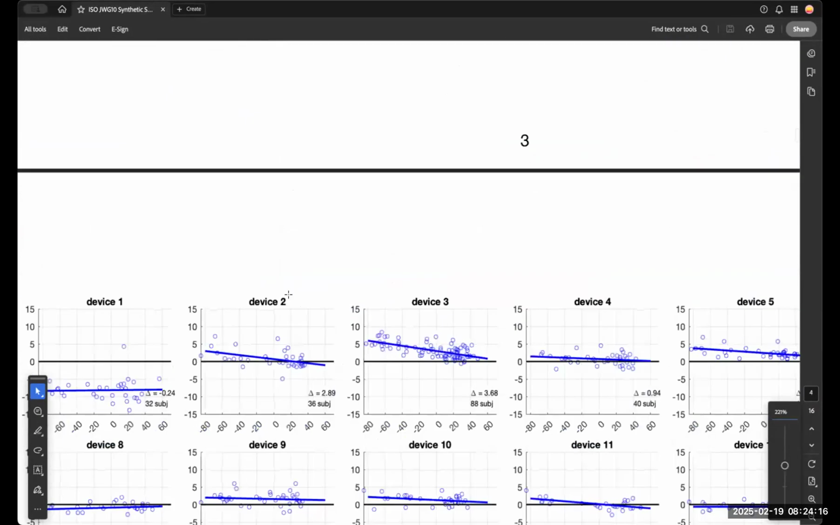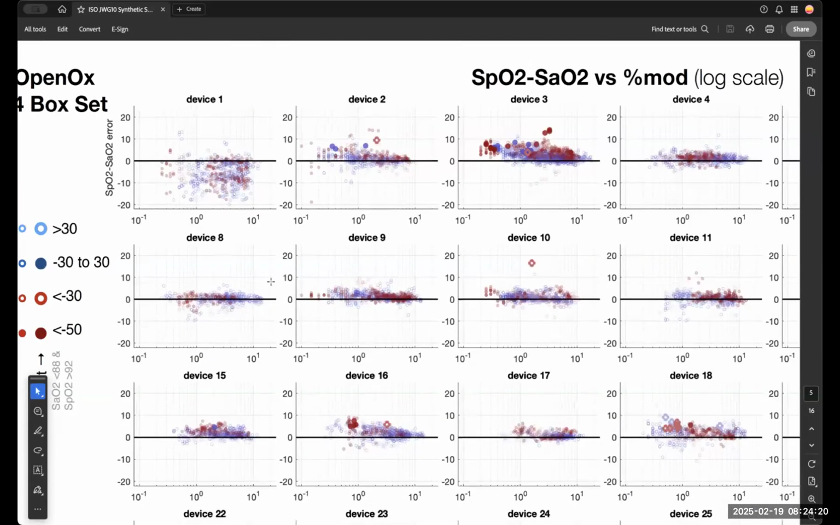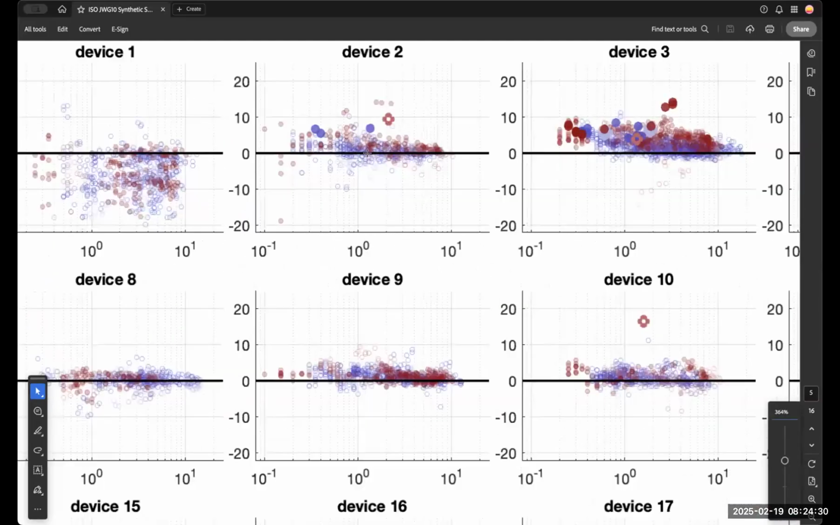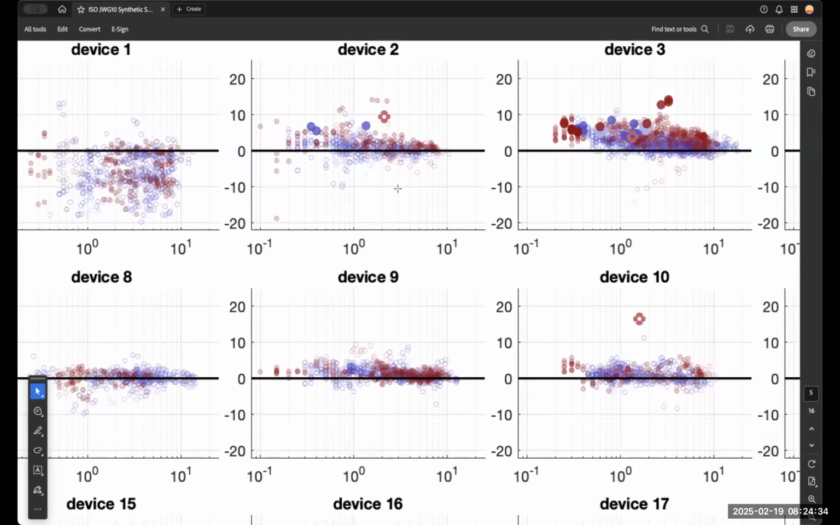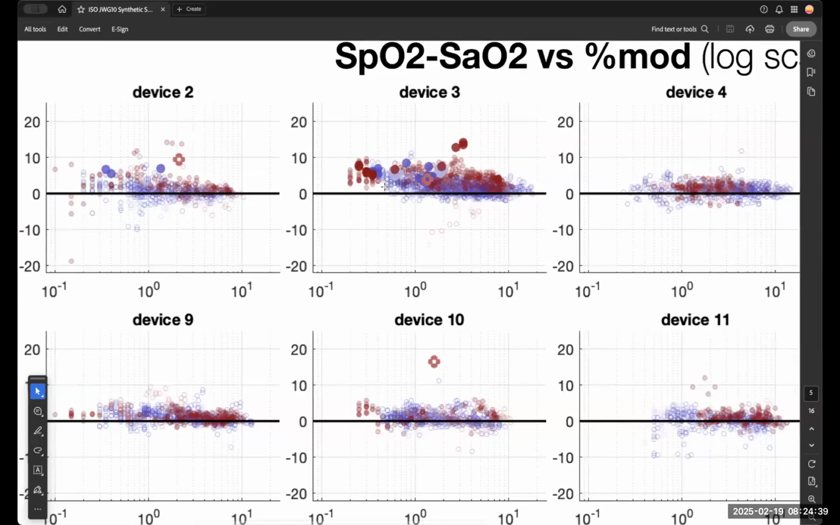And then moving on quickly to look at percent modulation, because we know that this is something that affects things. So what we see here again is a bias on the y-axis and along the x-axis, percent modulation on a logarithmic scale. So 1% is approximately close to the middle here. So the point here is that bias is not totally related to percent modulation either. We can see in device 3, the device that had that shifted best fit line, actually had a lot of subjects with a pretty high percent mod above that 1% mark.